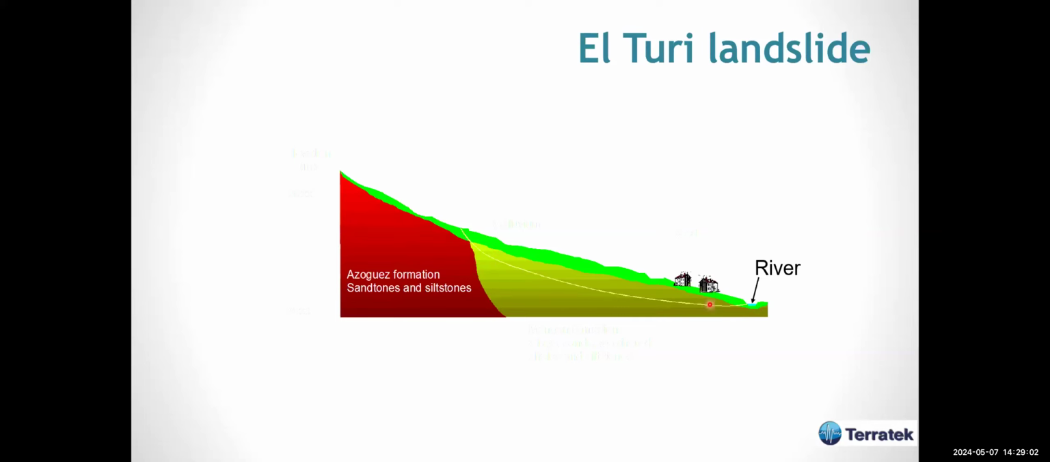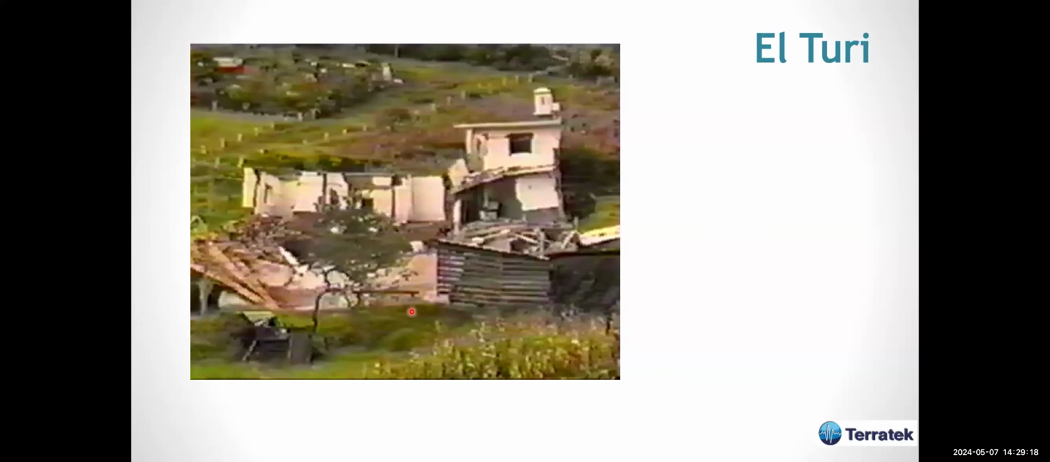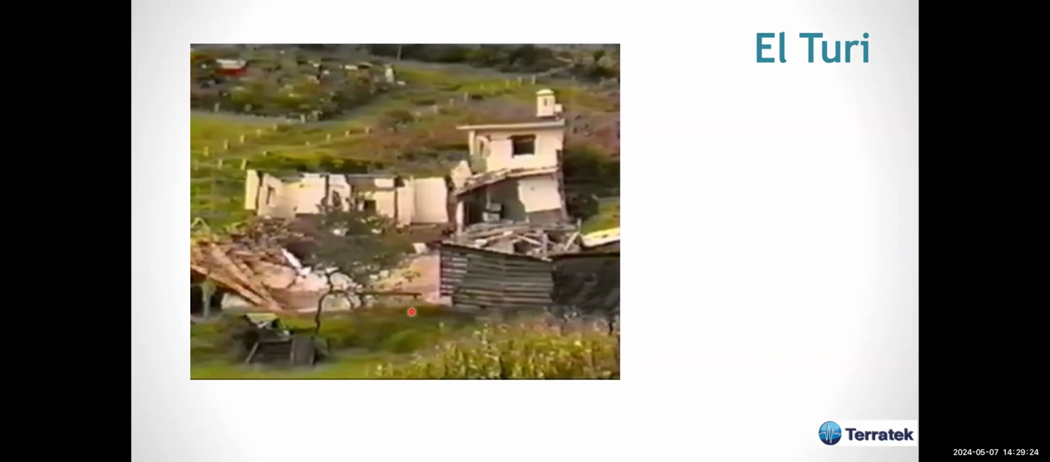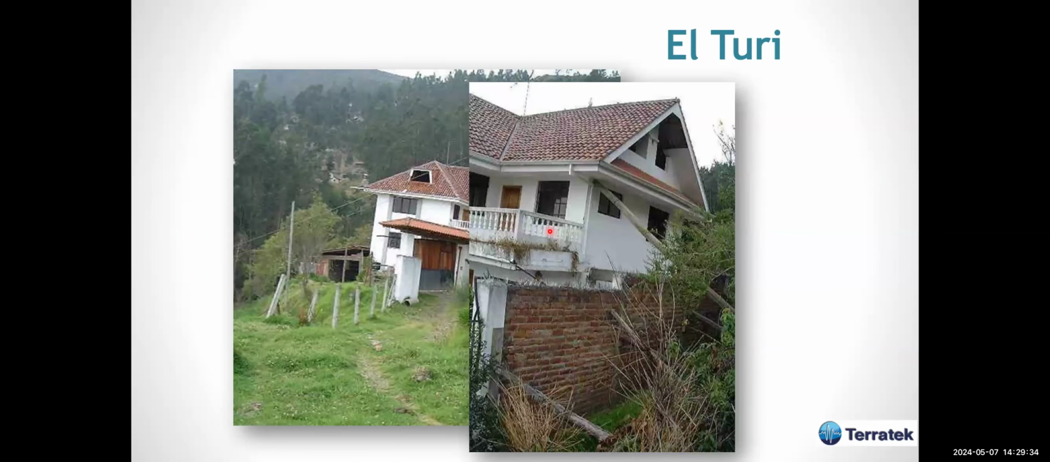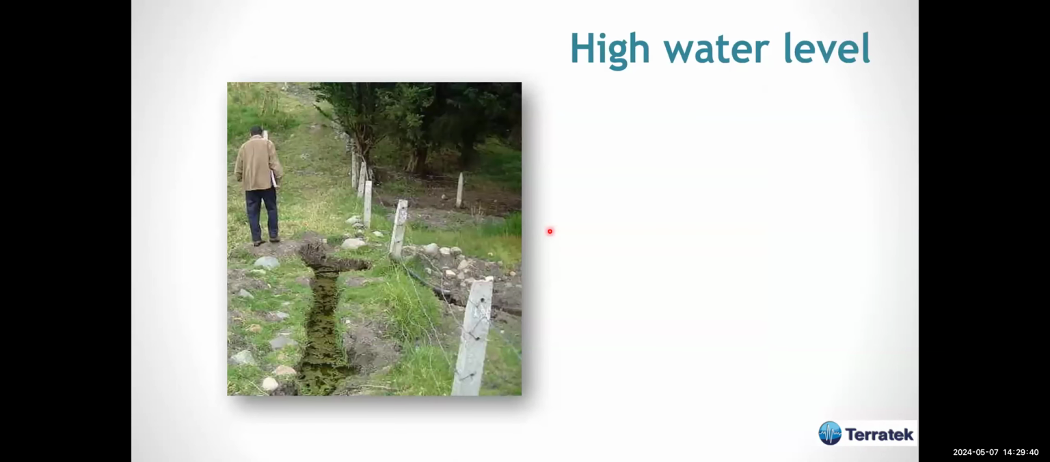And this is where the buildings are, which of course are damaged by the movement. The geologists call it the Azogues Formation. It's sandstone and siltstones. And what I have seen: many houses, many damaged buildings. This is an attempt by one of the owners of this building to prop up his house. Very interesting. Of course, totally ineffective in this kind of situation.